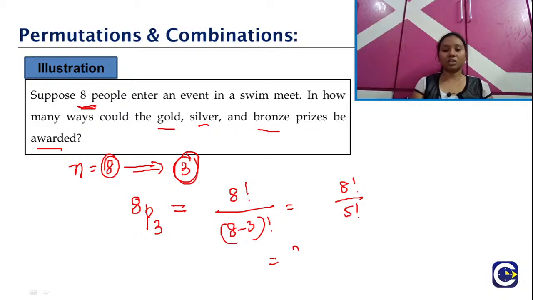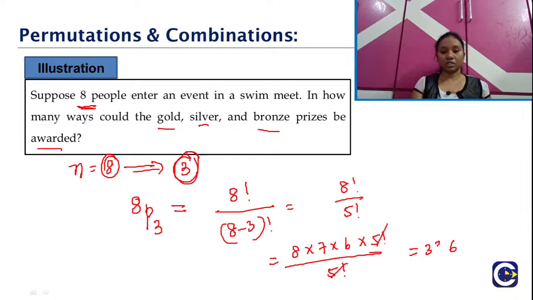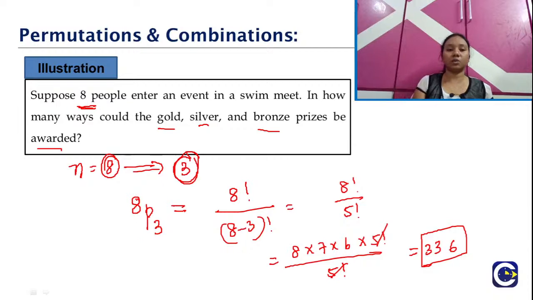So let's simplify it. So 8 into 7 into 6 into 5 factorial, and in the denominator we again have 5 factorial. So 5 factorial will be getting cancelled, and 7 into 6 is 42, 42 into 8, 336. So the number of ways the people could get the gold, silver and bronze prizes is equal to 336 ways.